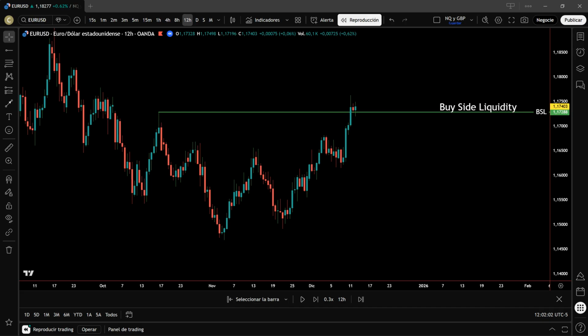The market has found the fuel it needed for its next move. Once liquidity is taken, the price often pulls back, so our priority now is to lock in profits and avoid the trap of chasing the move too late.